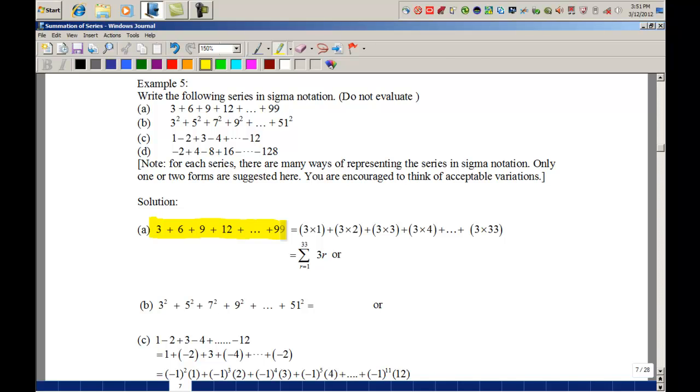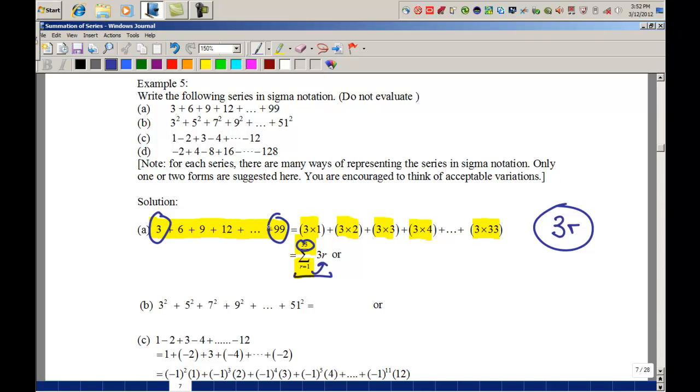If you can't, then you can always simplify to write it like this. 3 is 3 times 1, 6 is 3 times 2, then you have 3 times 3, 3 times 4 until 3 times 33. And then you can see that the general term actually looks something like this, 3r. So you use the general term to write it down in a sigma notation with the lower limit 1, upper limit 33. So how to get 1 and 33? If you sub in 1, remember you must get 3. If you sub in 33, you must get 99. Okay, so that's how you check.